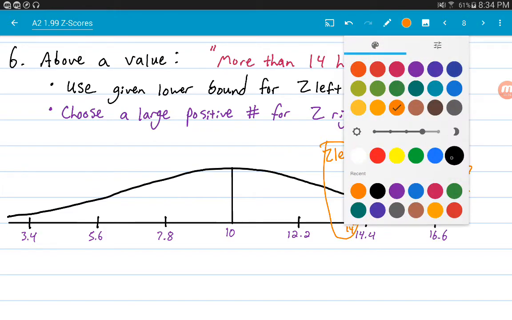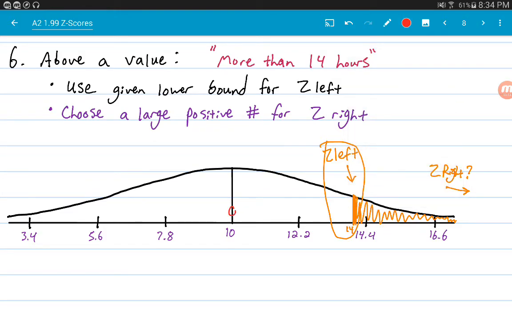So let's remember what these numbers are. These numbers are 0, 1, 2, 3. So how many z-scores do you want to go? You want to say z right is, I don't know, 15? 15 works for me. 10 would work. 100 would work. Any of those, right? So let's just say that z right is equal to 15.